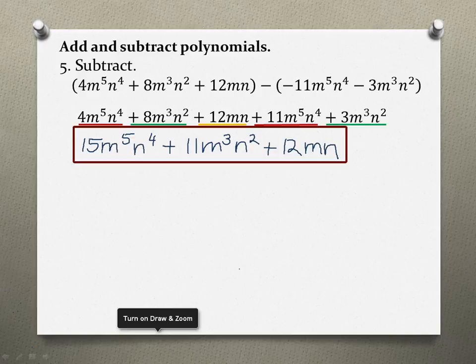If there are no other like terms, then this would be our final answer, which is 15m to the 5th n to the 4th plus 11m to the 3rd n to the 2nd plus 12mn.